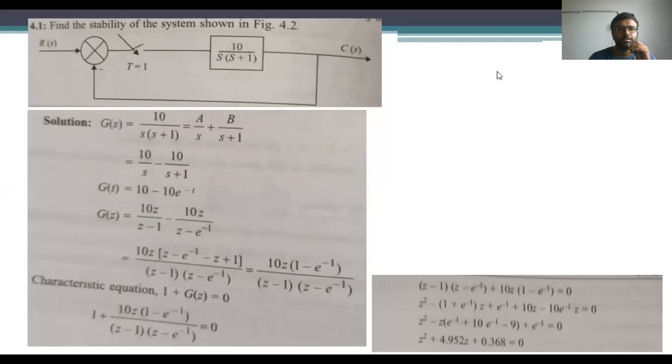So, in the previous class, we have seen the problems regarding the Jury stability test. We have seen plenty of problems. Okay. So, in case of the Jury stability test, one problem is pending for us.